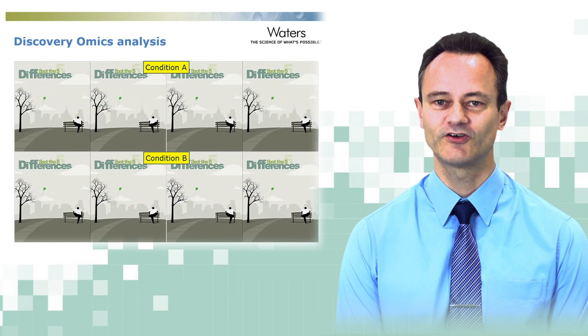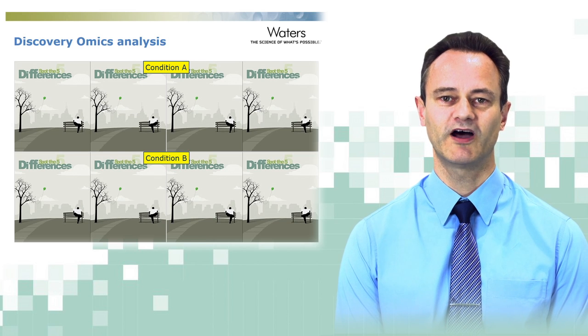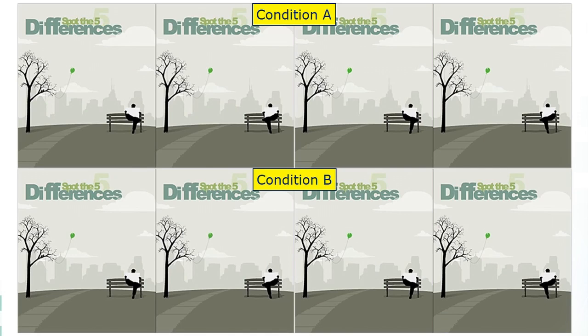But in Discovery Omics Analysis, we also have to take account of biological variance amongst our samples. So we must run multiple samples in each condition and look only for consistent or statistically significant differences between the conditions, of which there are now only two, the building and the tree branch.